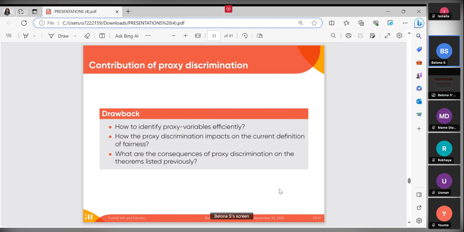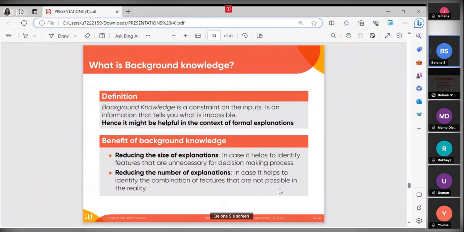And also, how to deal with the problem? What we are trying to use in my work is the notion of background knowledge. What is background knowledge? It is information that we have about the system that helps us capture what is realistic and what is not realistic. The benefit of using background knowledge is that, first of all, it will reduce the size of explanations, and also reduce the number of explanations.